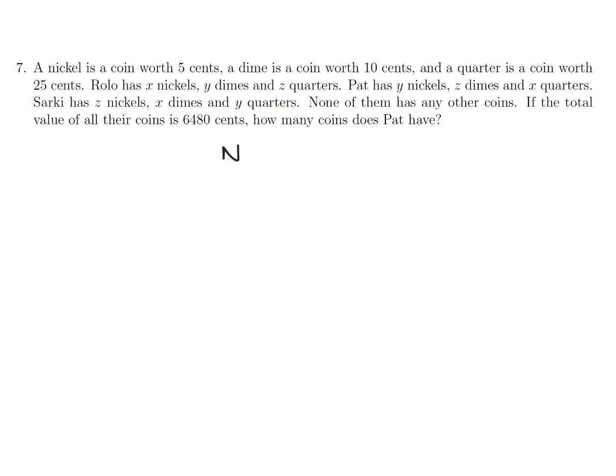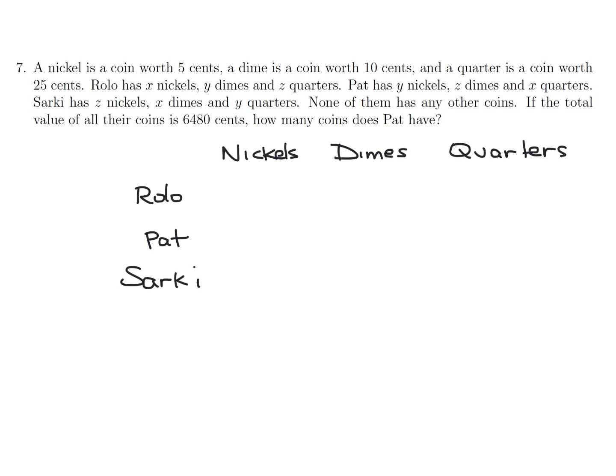So we have nickels, dimes, and quarters. And we have Rolo, Pat, and Sarky. So this is X, Y, Z. This is Y, Z, X. And this is Z, X, and Y.